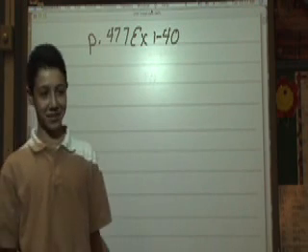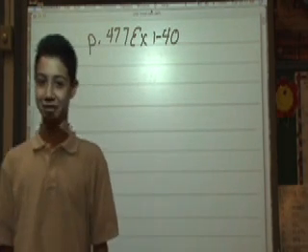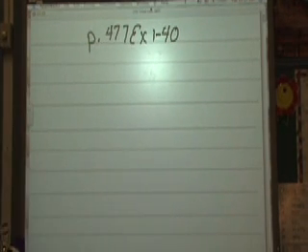Page 477, examples 1 to 40. Have fun. We're on 477, Matt. It says to find each square root, write the problem down and then give the answer.